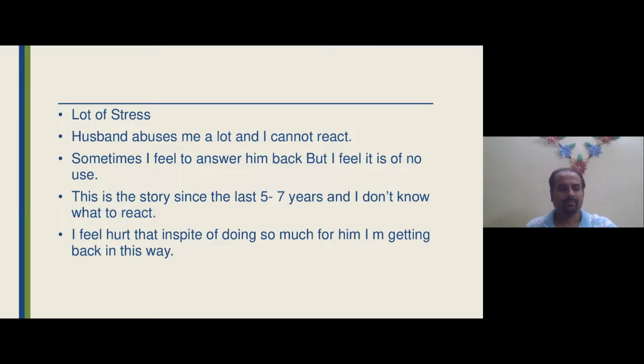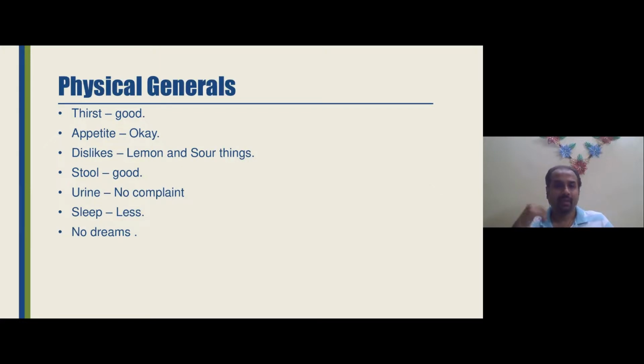Can you help me? What we can do in such a case is individualize how the stress is affecting her, how the abuse is affecting her, how has been her reaction to it. Sometimes she feels strong that she wants to react, but sometimes she feels no, it's of no use. So there is an alternating state, and if there is an alternating state, we need to find this particular rubric in our books, in our materia medica, in our repertory. Once we do that, we can reach the right remedy.